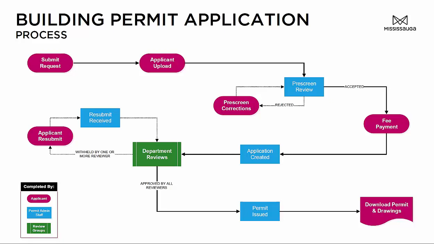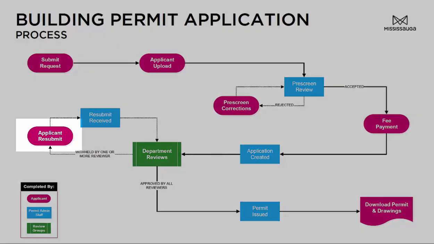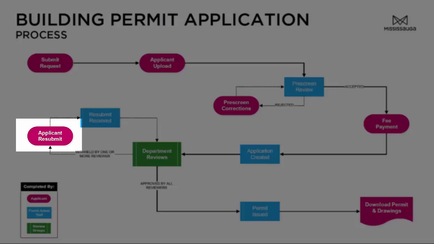If the application has been withheld by one or more reviewer, the applicant will receive an email notification advising them that they have an applicant resubmit task that they need to complete. The email instructs the applicant to log into ePlans to read the review comments, upload the information requested, and respond to each comment. The comments typically identify the need for revised or additional information. Once the applicant has completed the applicant resubmit task, they will receive a confirmation email.